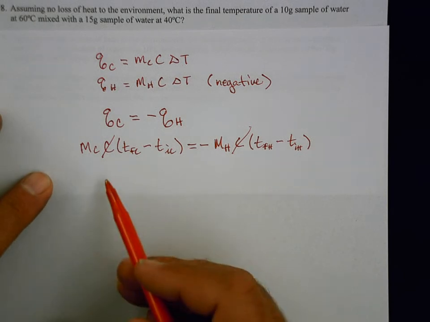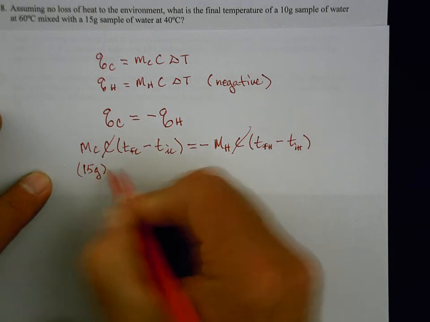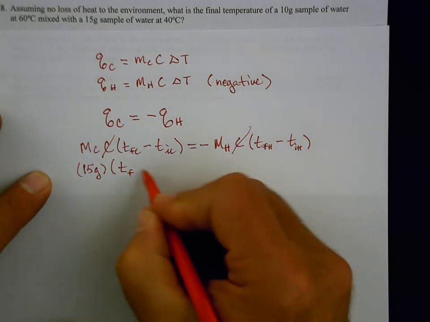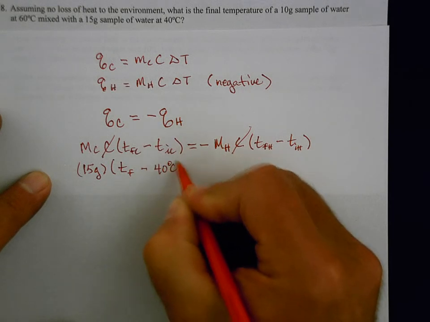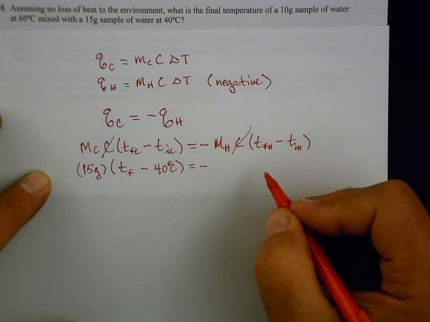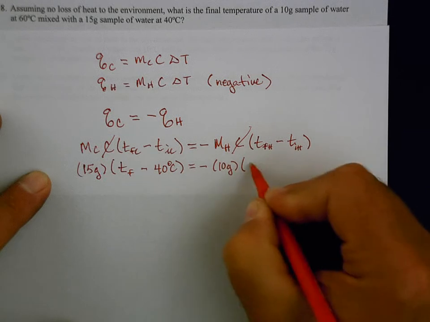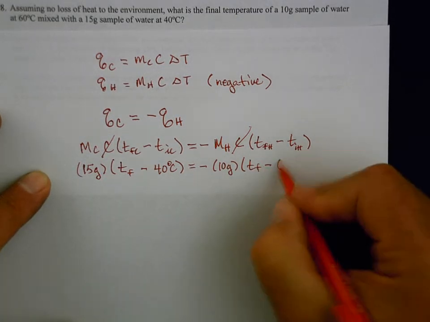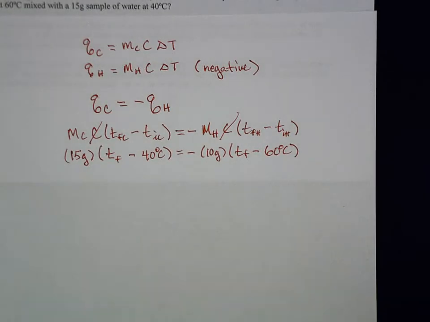Well, our cold water, we had 15 grams. And I'm just going to use TF for the final temperature. It was at 40 degrees. And we had 10 grams of hot water, and again it ends up at warm final degrees, but it was at 60 degrees. And that's what I gave you on the board.